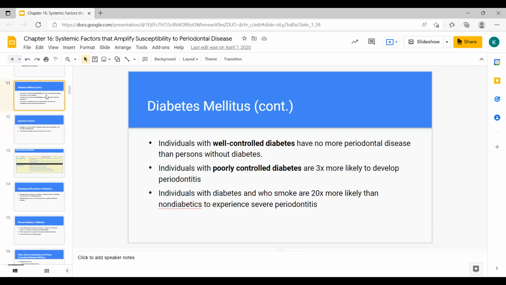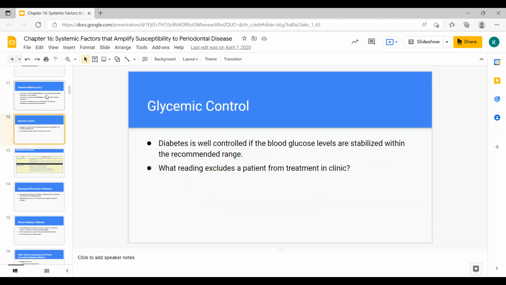Individuals with well-controlled diabetes have no more periodontal disease than a person without diabetes. Individuals with poorly controlled diabetes are 3 times more likely to develop periodontitis. Guys, that's huge. 3 times more likely, okay? Individuals with diabetes who smoke are 20 times more likely than non-diabetics to experience severe periodontitis. That's insane also.